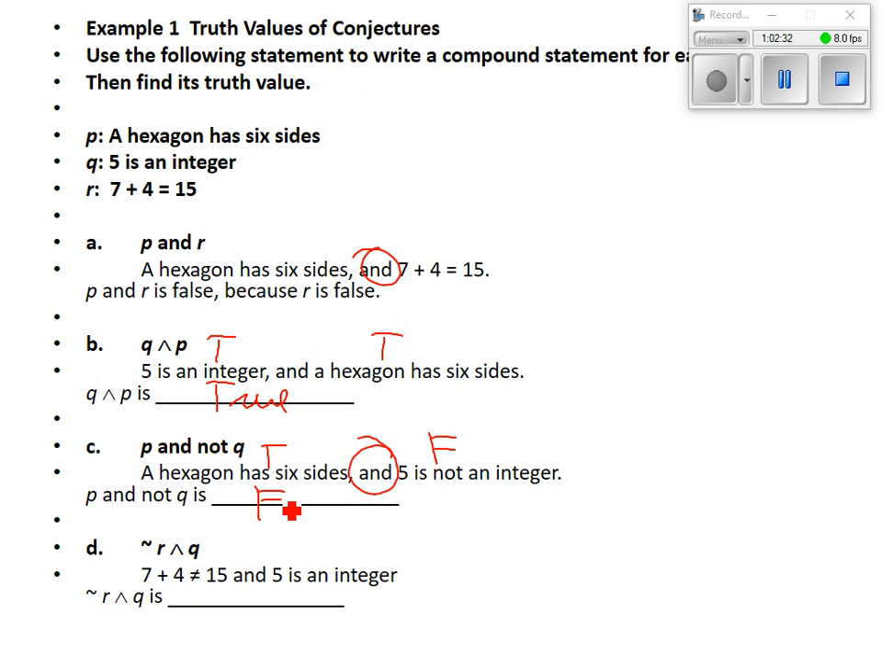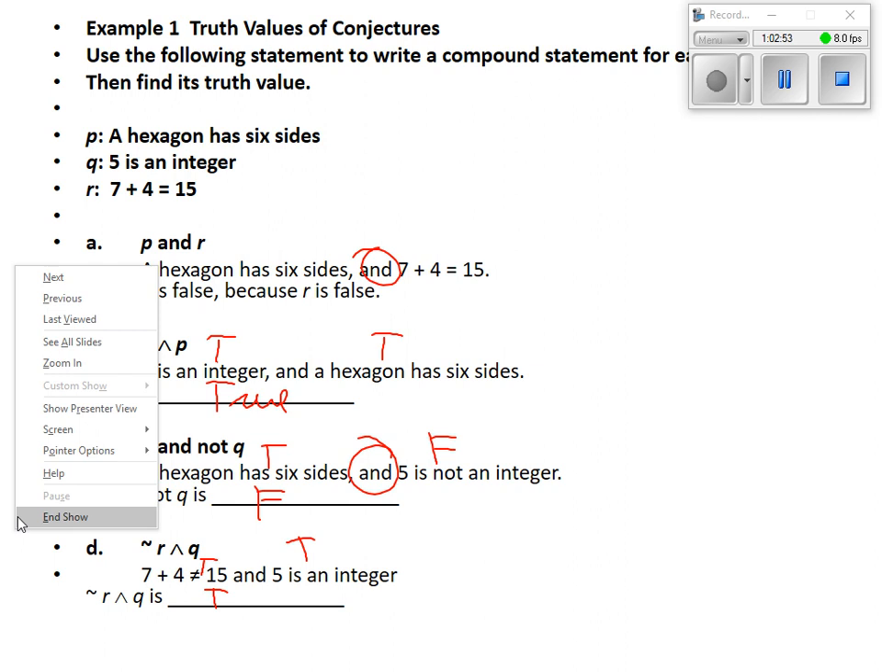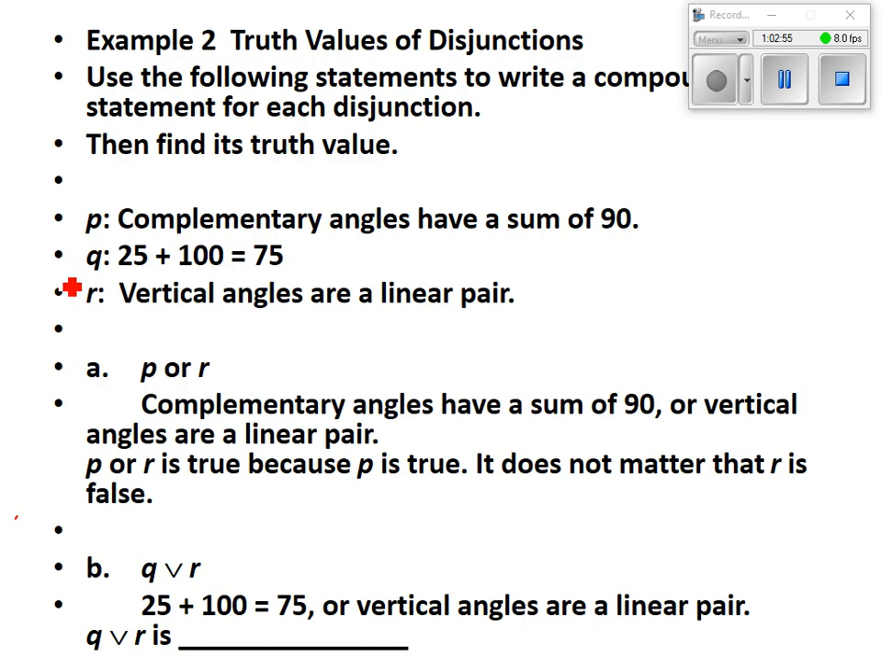Somebody read this to me real quick. Just this top part here. Not R and Q. So we got 7 plus 4 does not equal 15. 5 is an integer. First part's true. Second part is true. What's that tell us about the whole thing? The whole thing's true. With "or," what's going to be different? Only one has to be true for the whole thing to be true.